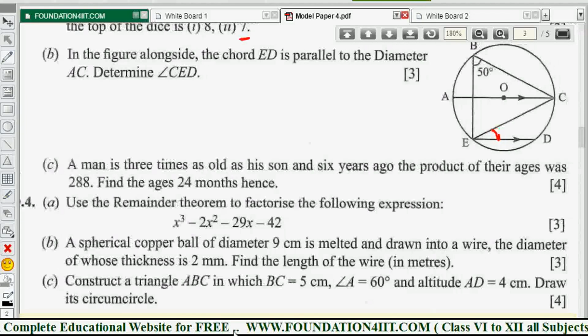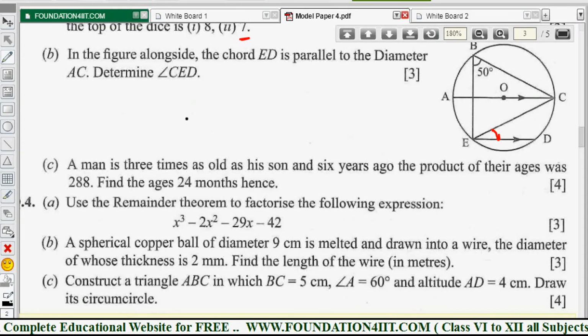A man is 3 times as old as his son. And 6 years ago, the product of their ages was 288. Find the ages 24 months hence. Conditions are given for 6 years ago, and we need to find the ages after 24 months.